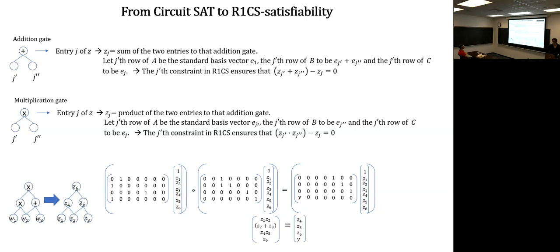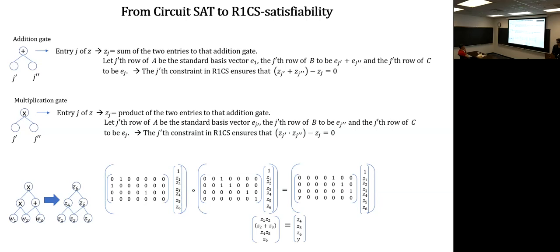So how do we build a constraint in the R1CS which would ensure addition of two inputs? When we look at this scenario here, let J be the entry of Z, and ZJ denote the sum of the two entries to this addition gate. Then the J-th row of A will be the standard basis vector E1, the J-th row of B will be EJ prime plus EJ prime prime, and the J-th row of C will be EJ. So basically, the J-th constraint in the rank one CS instance ensures that ZJ prime plus ZJ prime prime minus ZJ is equal to zero.